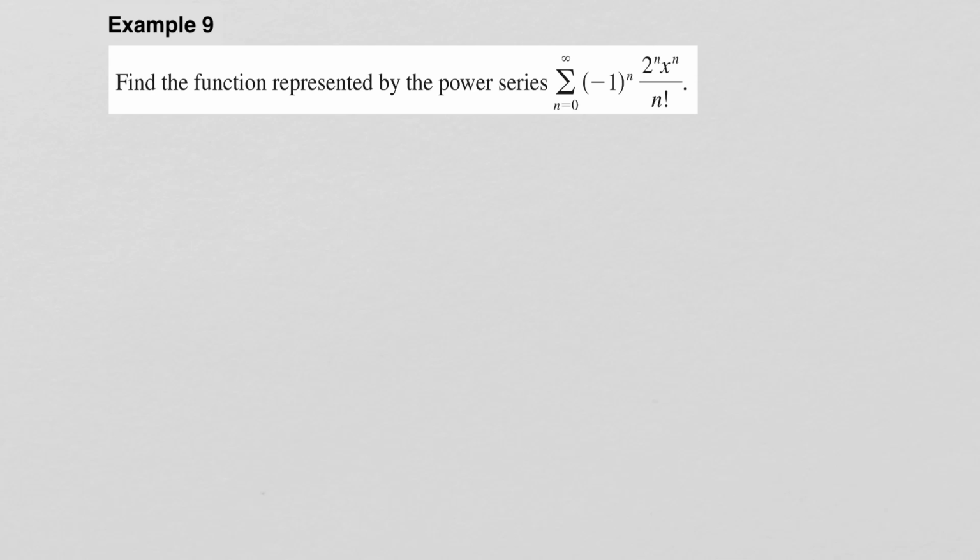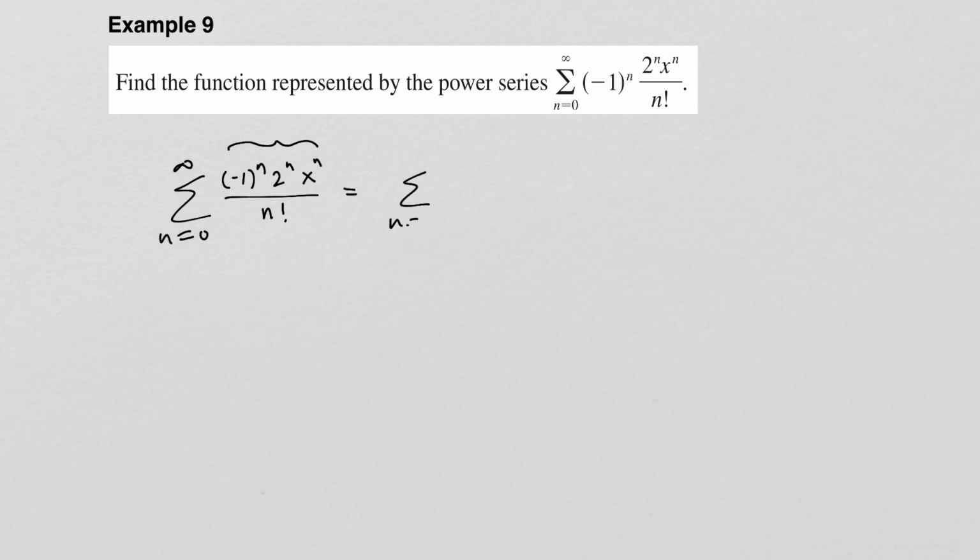In the next example, we're actually working backwards. Suppose we have the following power series, and we want to know what function does this represent. So let me rewrite this. We have the sum n equals 0 to infinity, negative 1 to the n, 2 to the n, x to the n, over n factorial. Since all three of these are raised to the n power, we can combine them as negative 2x quantity to the n over n factorial.